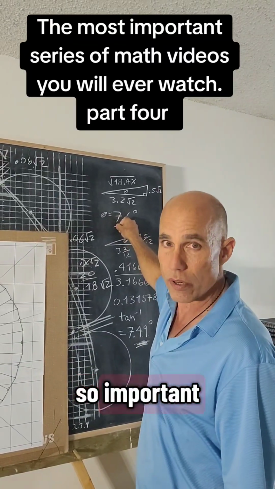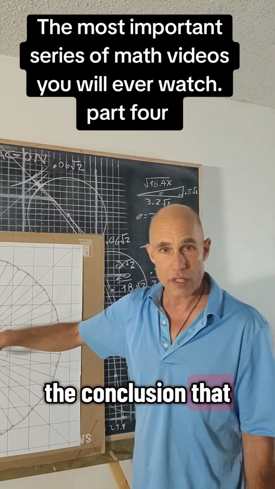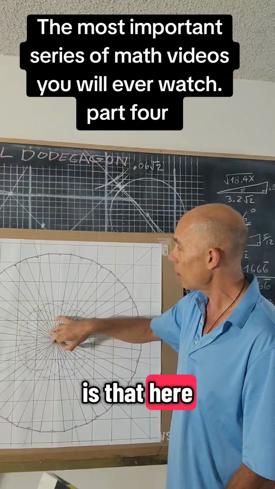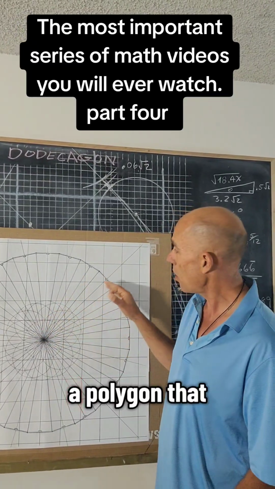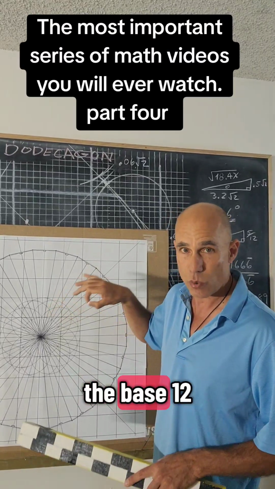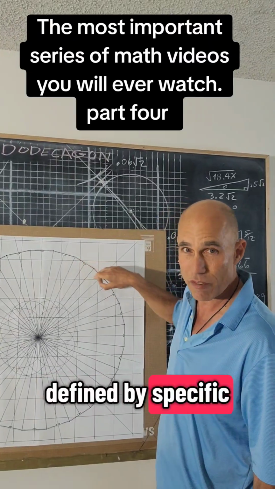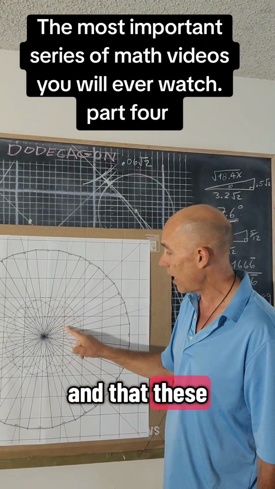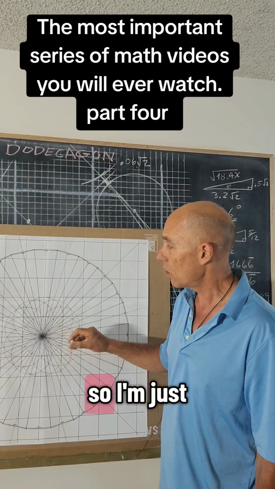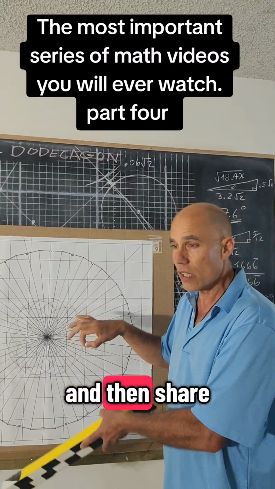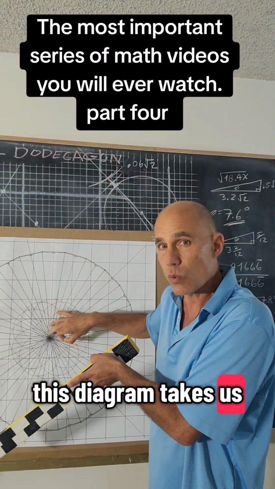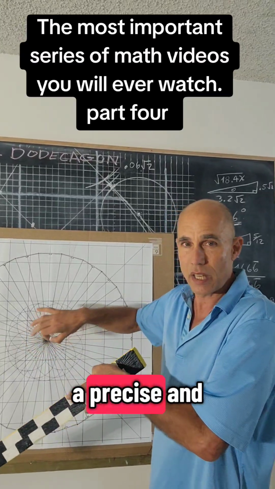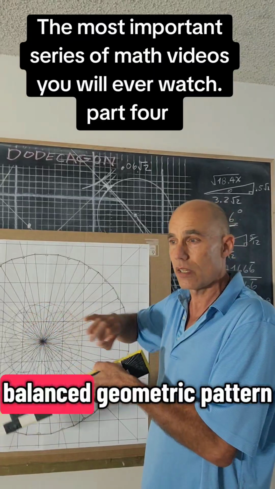This is why this is so important, because I've come to the conclusion that this is the more precise and correct answer to that whole geometric process: that here we've created a polygon that is anchored on the base 12 Cartesian plane, defined by specific points that are all divided by 12s, and it's precise and perfect, and that these angles are indeed 7.5 degrees. So I'm just going to collect my thoughts for a second and then share with you where this diagram takes us once we've confirmed in our minds and mathematically that this is a precise and perfectly symmetrical, balanced geometric pattern.